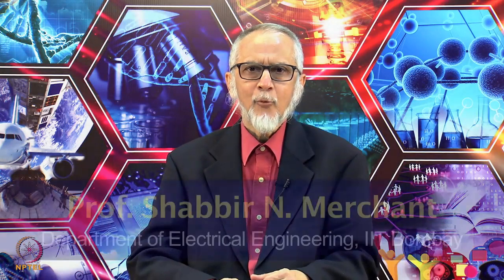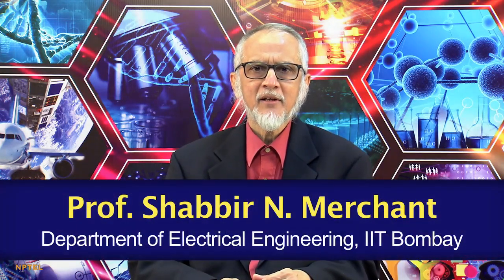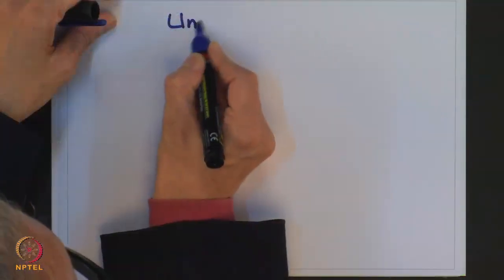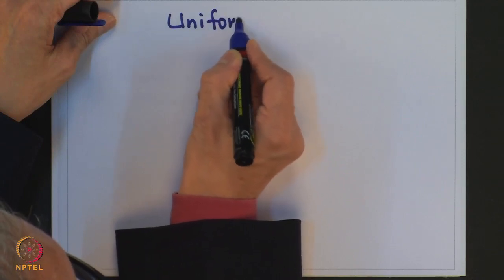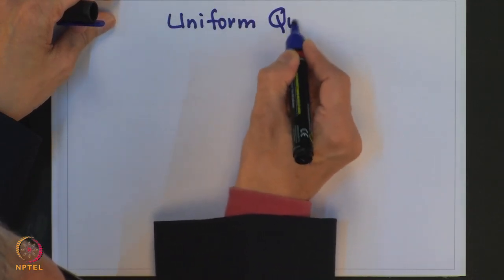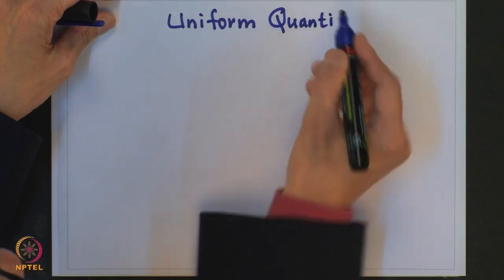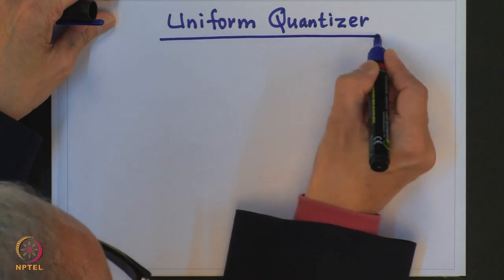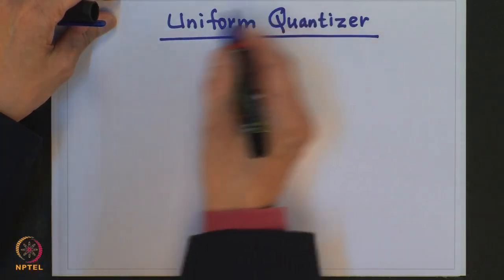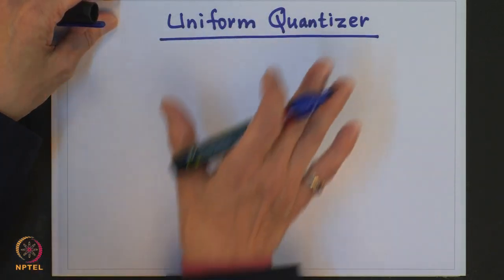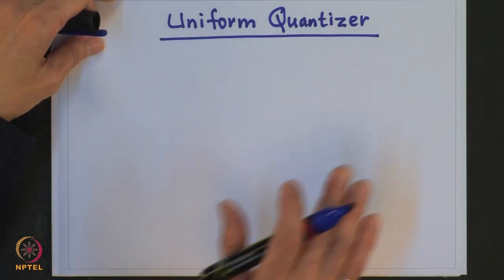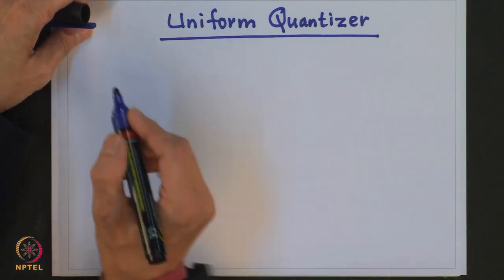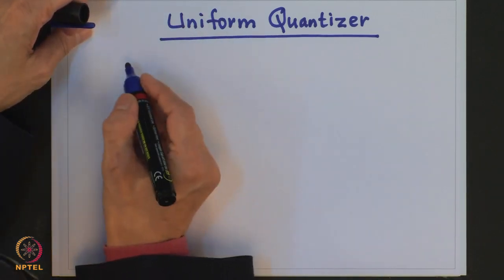Next we study a very simple and popular quantizer, and that is the uniform quantizer. Constraining to uniform quantization makes the design easier, but performance will usually suffer. So, for a uniform quantizer, the following two constraints are imposed.